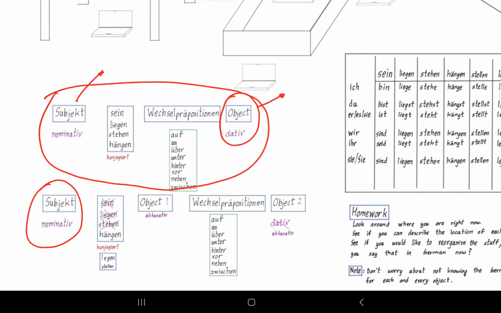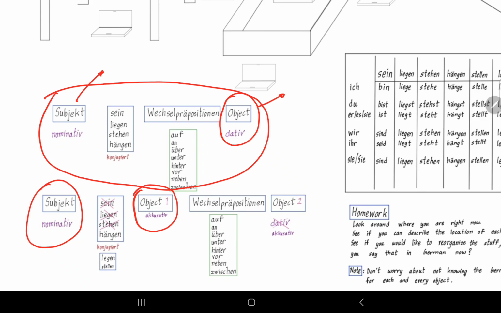So when I come to my office, I take my laptop out of my bag and I keep it on the table. Wenn ich ins Büro komme, ich nehme meinen Laptop aus dem Rucksack raus und ich stelle den auf den Tisch. Okay? So here, you will have to describe.